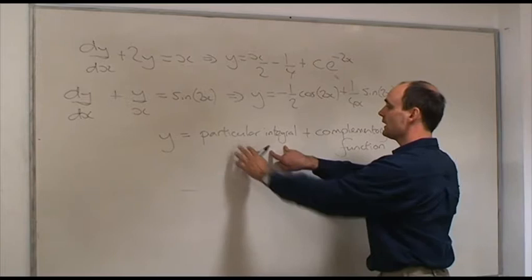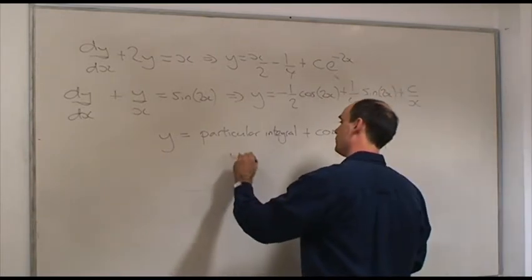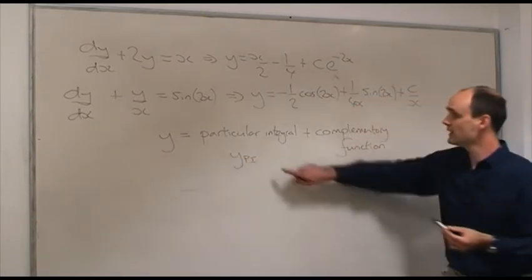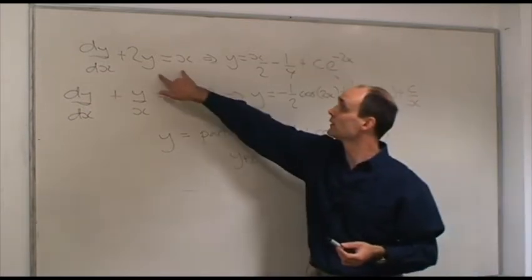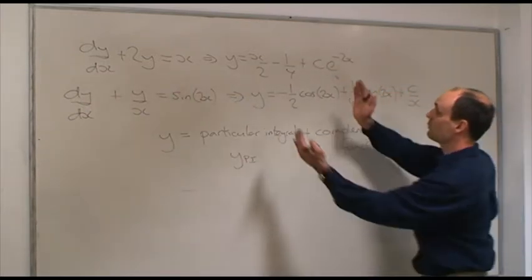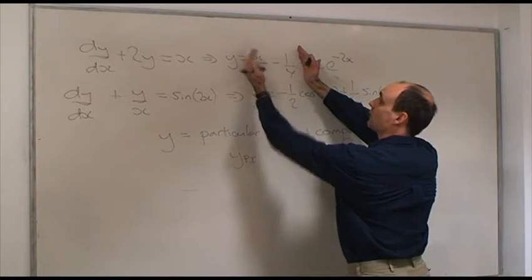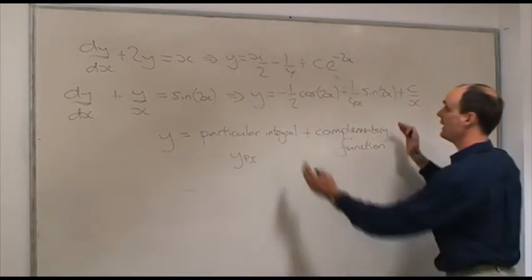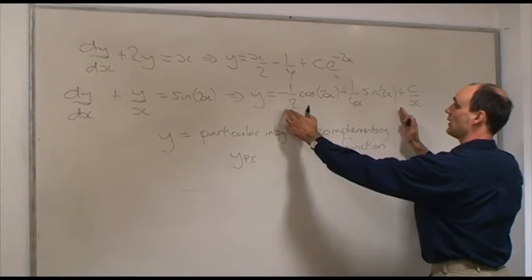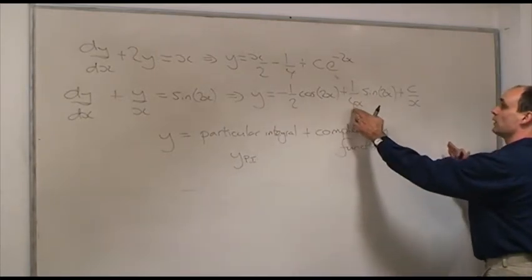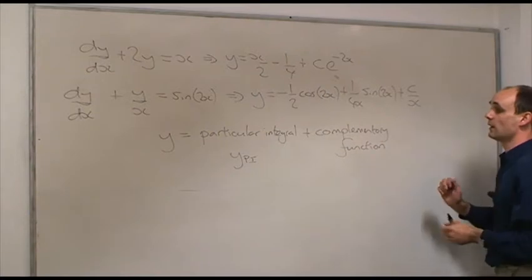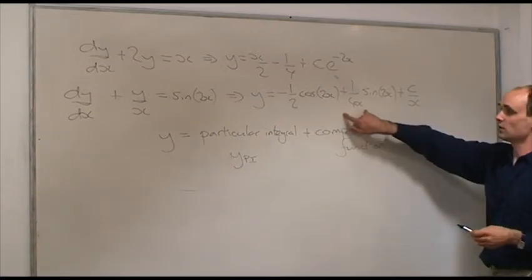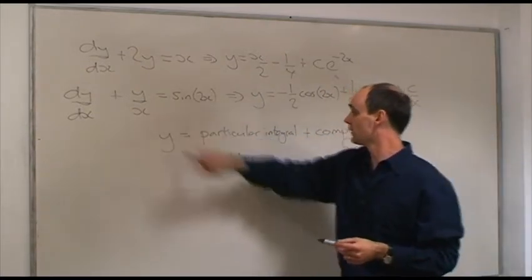Well, by the particular integral, let's call this ypi, that's a particular solution to this differential equation. So, for example, here, the particular integral is x over 2 minus a quarter. And here, the particular integral is minus half cos 2x plus 1 over 4x sine of 2x. So this is going to be a solution of this differential equation.